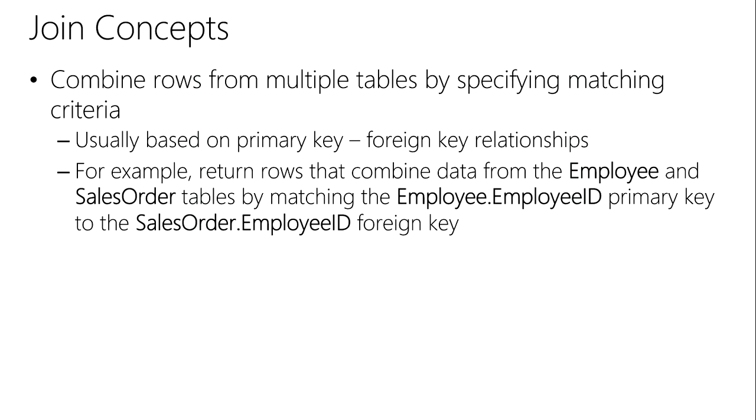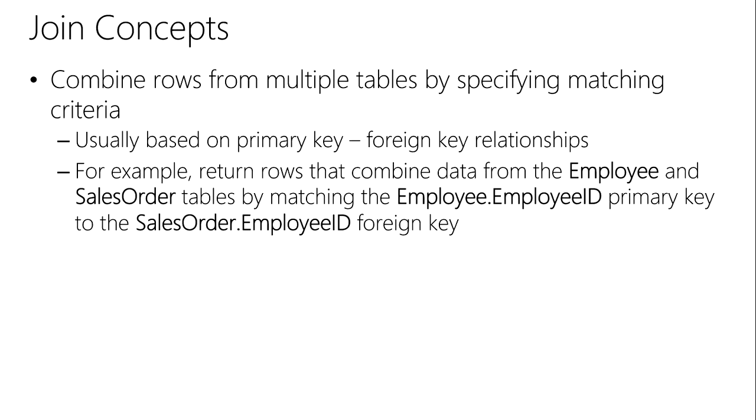And an example on the slide there is returning rows that combine data from the employee and sales order table. You might have employees. If you're a sales organization, some of your employees will be salespeople, and you want to figure out which are the orders that salesperson is responsible for selling. And we match it based on the employee ID relationship.